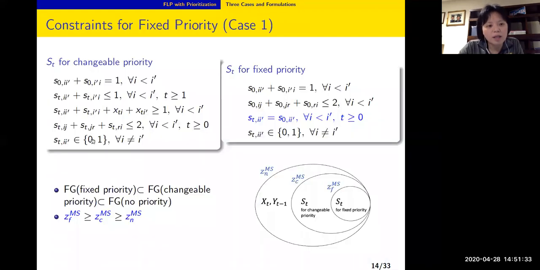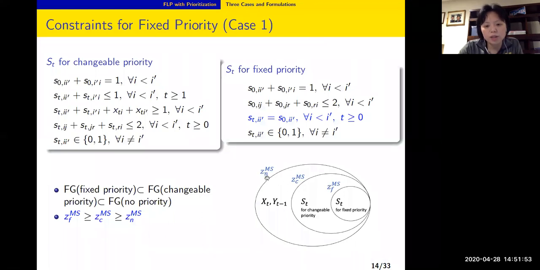But as you can see here, if I include more constraints, basically these non-anticipativity constraints, then I can make the changeable priority a fixed priority case. I'm just requiring all the priorities to be the same. And then it's also very easy to see what the objective functions of the different cases correspond to.